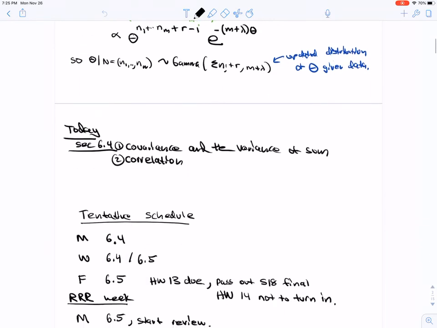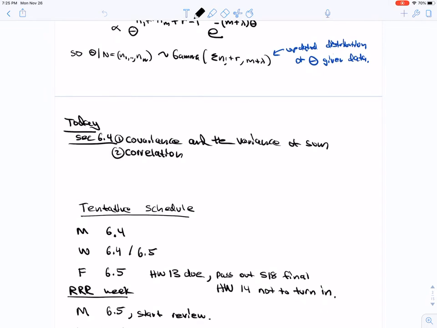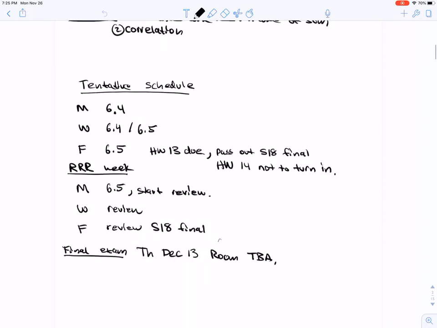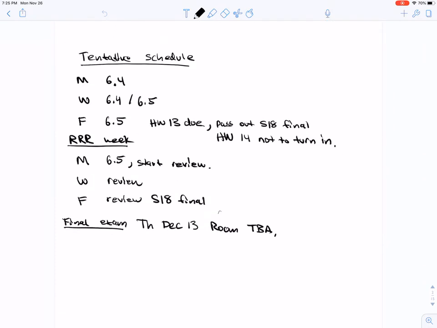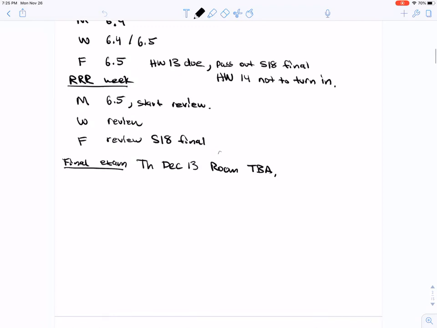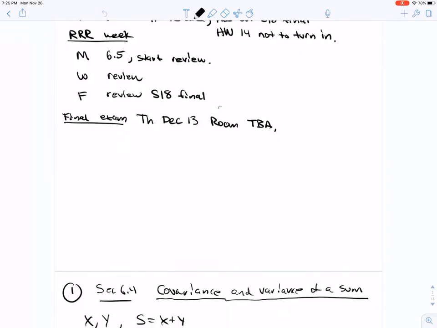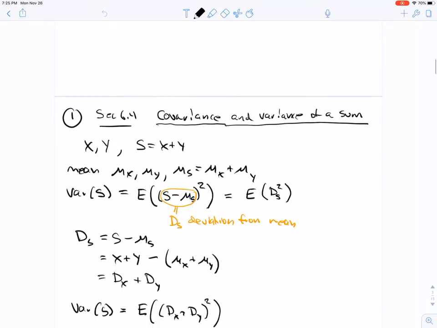Today, we're going to start section 6.4 on covariance, the variance of a sum, and as well correlation. So tentatively we're going to finish the book this week or the very beginning of next week, and then review for the final. The final is on Thursday, December 13th, and the room will be announced.